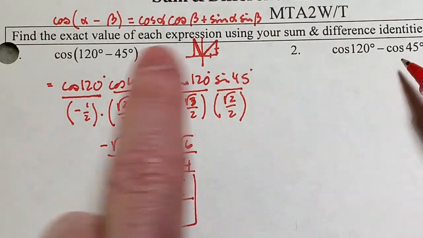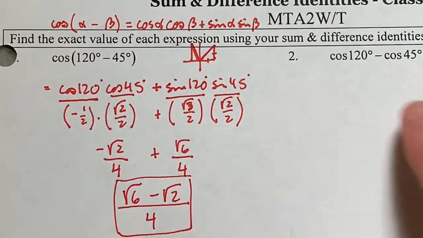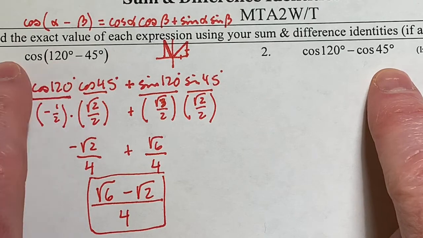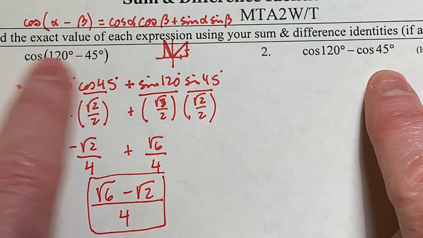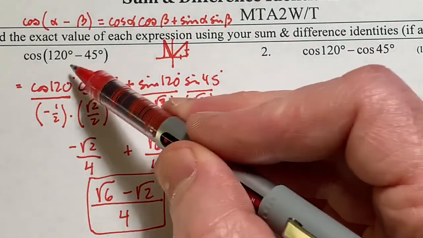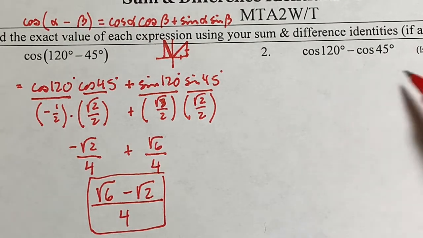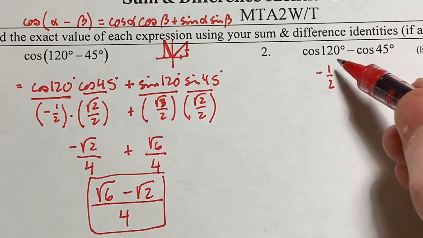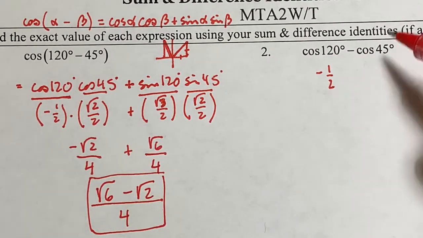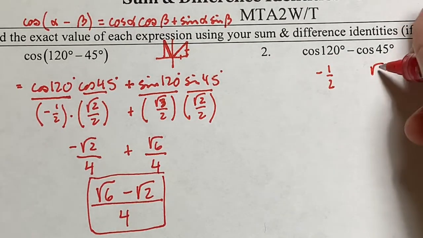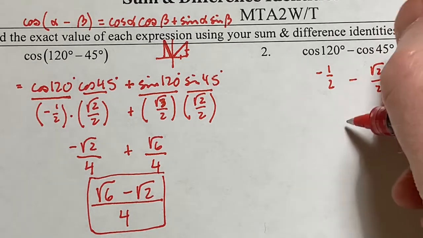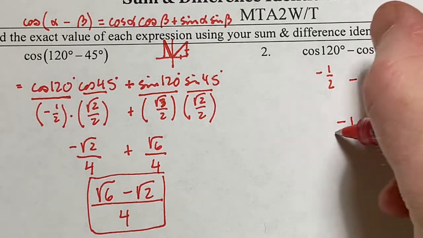This one is not an alpha minus beta. I put this intentionally because this is what happens if you accidentally or erroneously distribute the cosine in. If I distribute the cosine in, which is not right, you end up with something like this. And if you look at this, this is negative 1/2. I know that because I just did it over here. Cosine of 45 is root 2 over 2. And if I subtract these, I get negative 1 minus root 2 over 2.